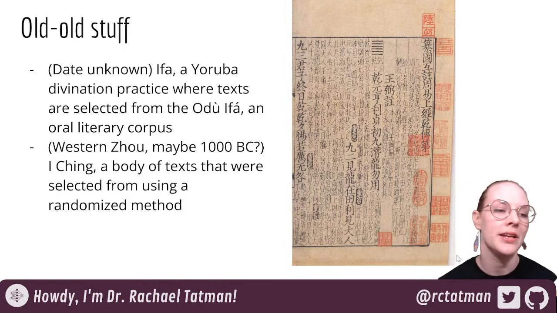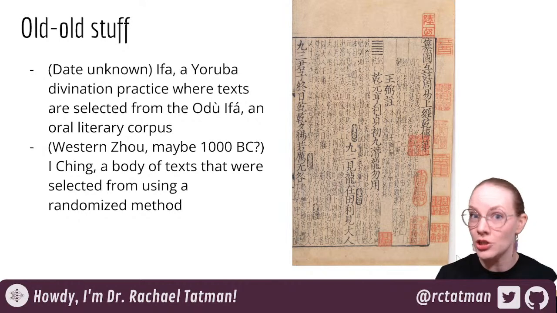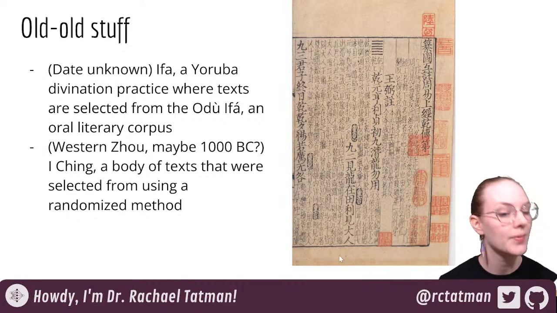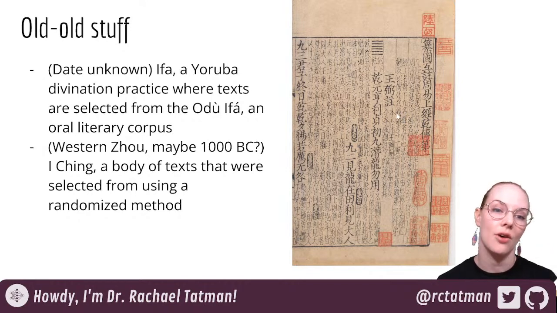Another example, arguably in the sort of realm of picking things from a corpus, is the I Ching, which in the US or in the West is sometimes called the Book of Changes, which dates from the Western Zhou, so maybe around 1000 BC. We don't have exact dates in sort of the European tradition, but it's a book of texts, and you'd select from it using randomized methods. So they'd be on sticks, and you'd randomly pick one of the sticks using various methods. So again, you have this corpus, you are generating or selecting from it for the hopefully appropriate situation.